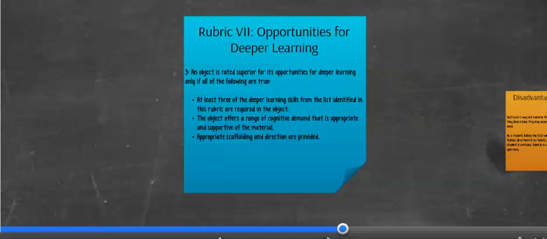So the 7th rubric is the opportunities for deeper learning, and the course actually received a 3. An object is rated superior for its opportunities for deeper learning only if all of the following are true. At least 3 of the deeper learning skills from the list identified in this rubric are required in the object. The object offers a range of cognitive demand that is appropriate and supportive of the material. Appropriate scaffolding and direction are provided. There was a lot of Bloom's taxonomy throughout this course as well as critical thinking skills, so I thought it was really important that there were additional deeper learning methods.